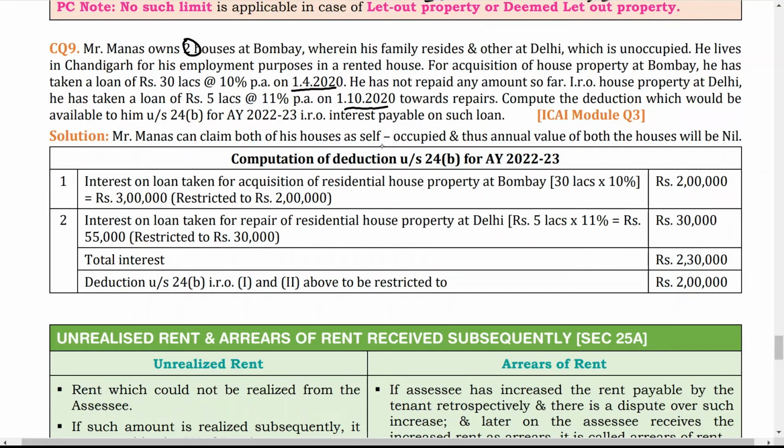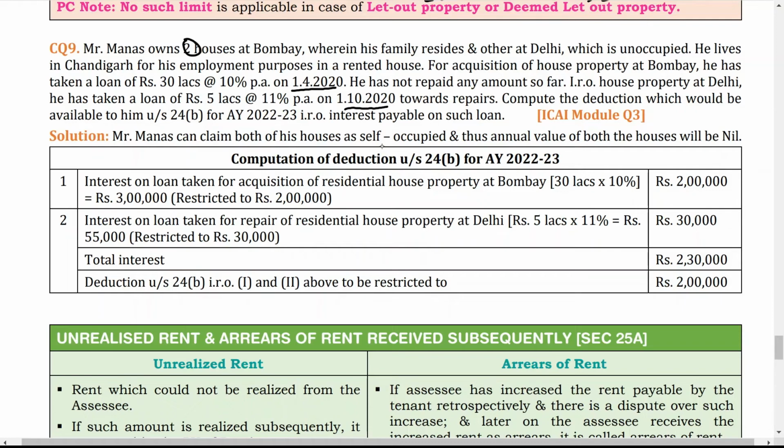According to the rule, if the house is occupied by himself or his family member, then it is considered a self-occupied property. Mr. Manas owns two houses, at Bombay wherein his family resides, and the other at Delhi, which is unoccupied. That means he has not let out this property, so it is considered self-occupied, because as per the rule, two houses can be treated as self-occupied property. If he has three houses, then two can be treated as self-occupied, and one as deemed to be let out property. But that is not the concept here.